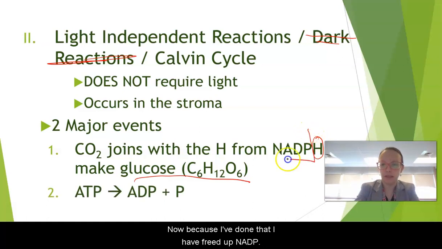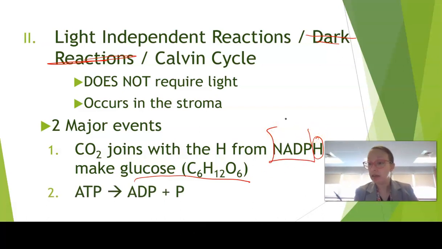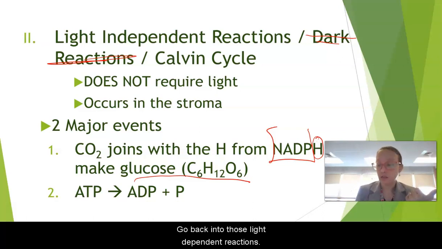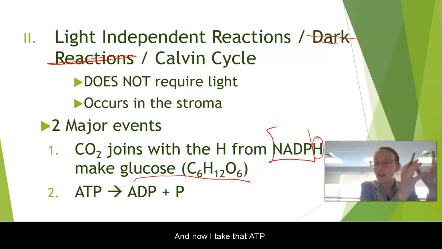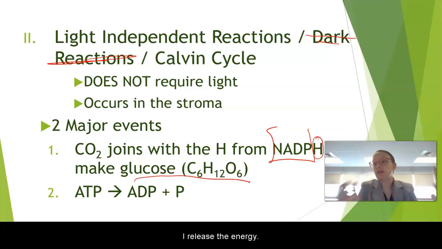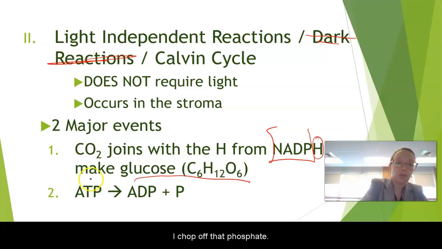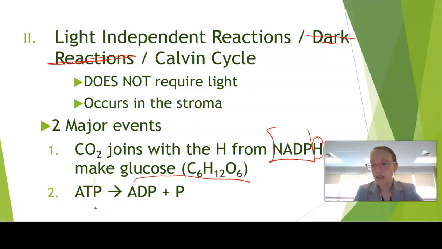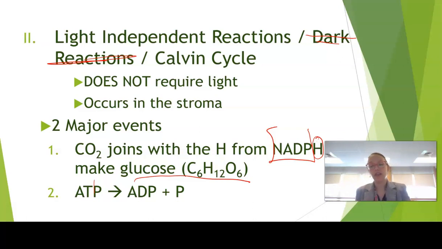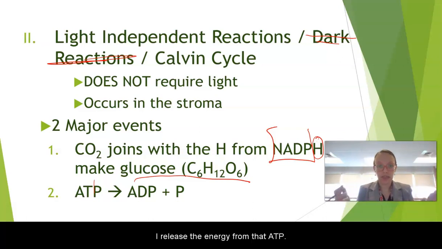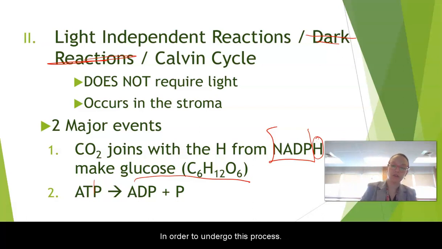Now, because I've done that, I have freed up NADP to head over to those thylakoids to go back into those light-dependent reactions. And now I take that ATP and I release the energy. Right? I chop off that phosphate and I end up with ADP and phosphate. So I release that energy from that ATP in order to undergo this process.